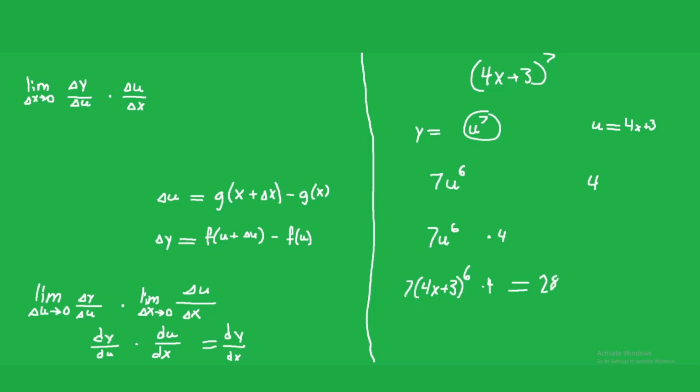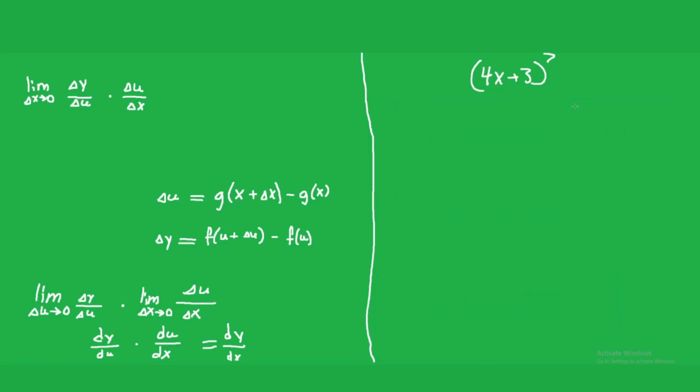And this is just going to be equal to 28 times (4x plus 3) to the 6th power. And that is the derivative, dy over dx. That is the derivative of this with respect to x. Okay, so if you wanted to, like I said, you could expand this out to your heart's content, and solve that on your own. Just use a bunch of other rules, and you'd get the same thing. But like I said, there's other examples.